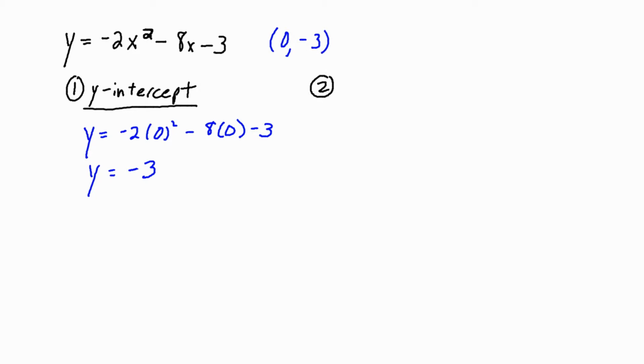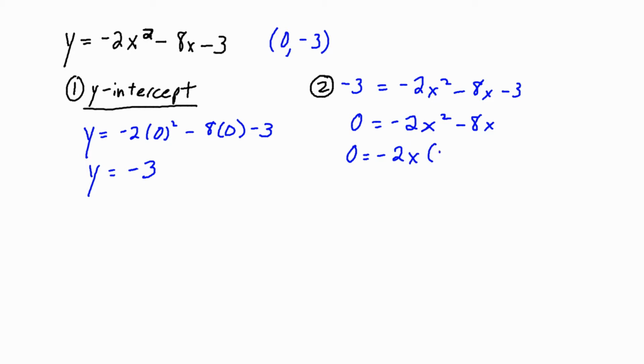Step 2 is to find the y-intercept symmetric point. Substituting negative 3 into our original equation, negative 3 equals negative 2x squared minus 8x minus 3. Adding 3 to both sides, 0 equals negative 2x squared minus 8x. The greatest common factor is going to be negative 2x, so 0 equals negative 2x times the quantity x plus 4.